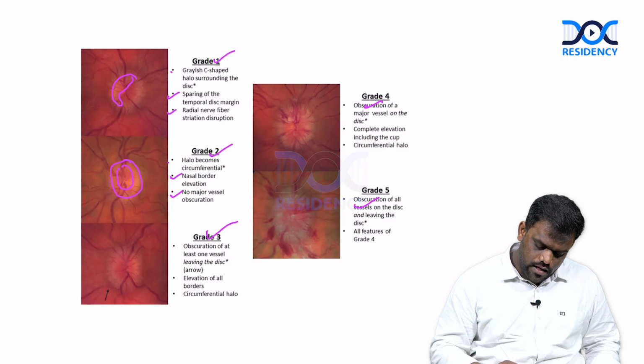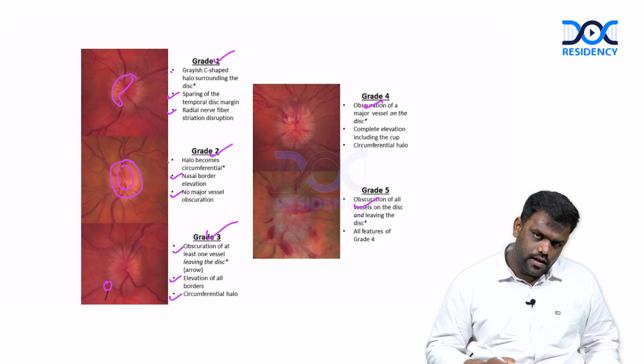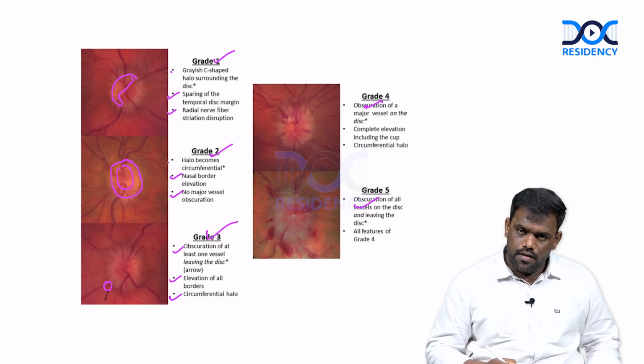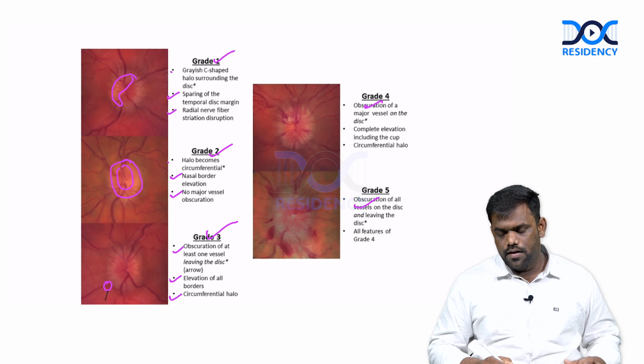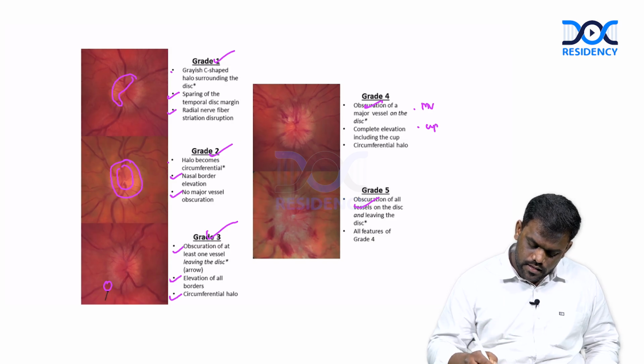Grade 3, obscuration of at least one vessel leaving the disc. See, the obscuration of the vessel and the elevation of all the borders, and there is a circumferential halo. It's grade 3. This is the fundus grading for the papilledema given by Friesen. Grade 4 is obscuration of a major vessel, and it involves cupping of the optic disc, and there is also a circumferential halo.